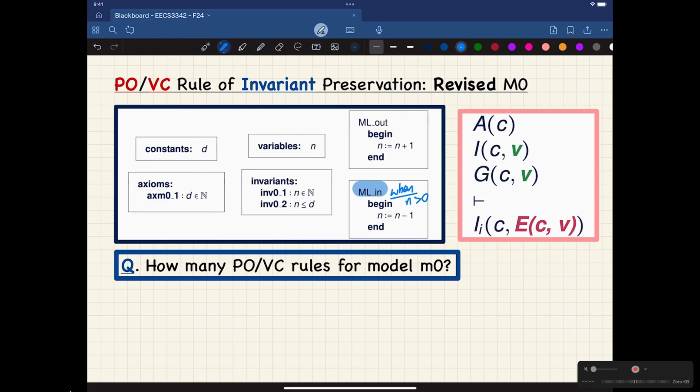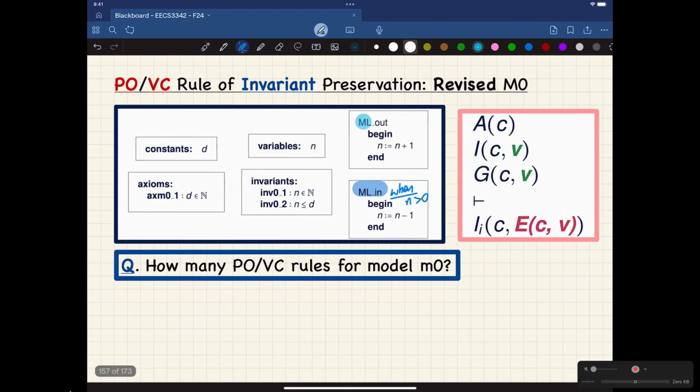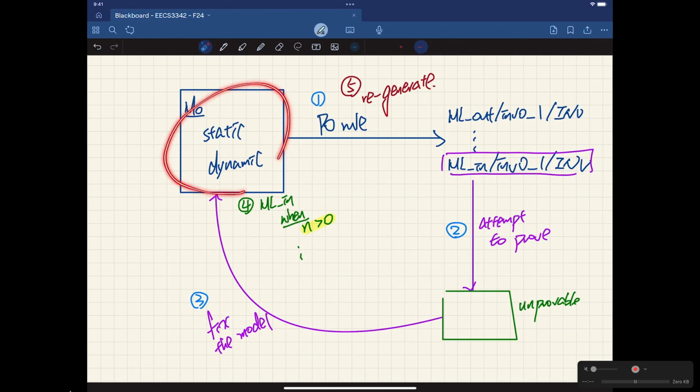And then we'll try to, based on this one over here, we're going to add this guard here. And based on this one here, we're going to add an extra guard: n less than d. So now, because we have fixed the model, what should we do now? If you recall the workflow, once we have fixed the model over here, we should regenerate all the 4 sequences.